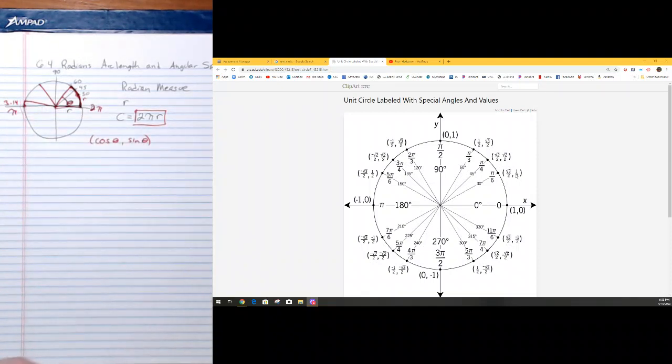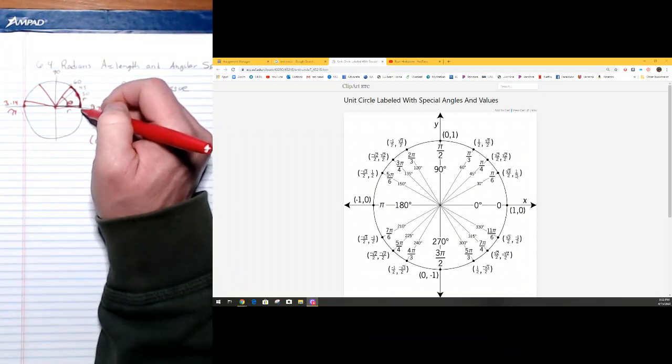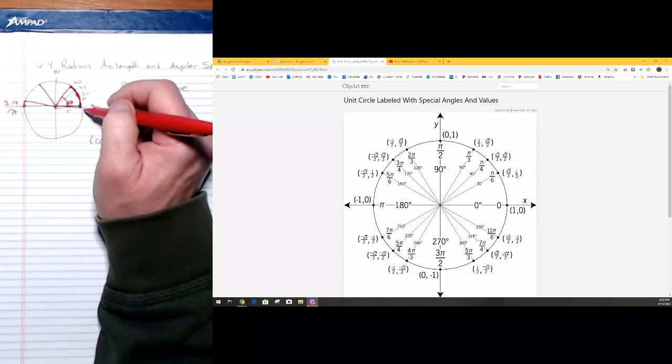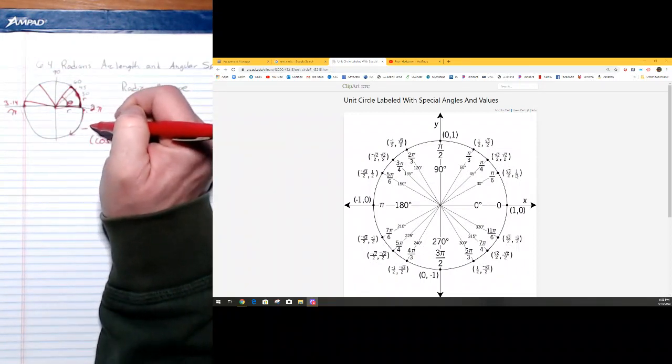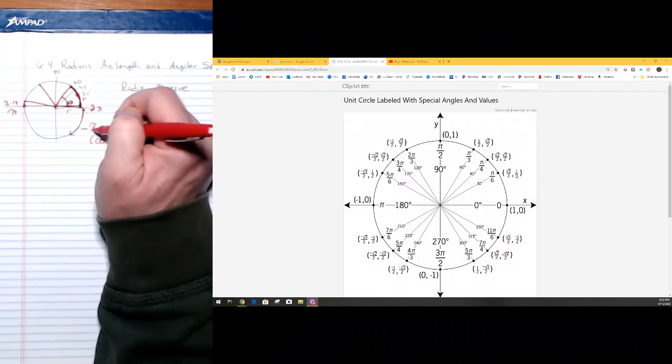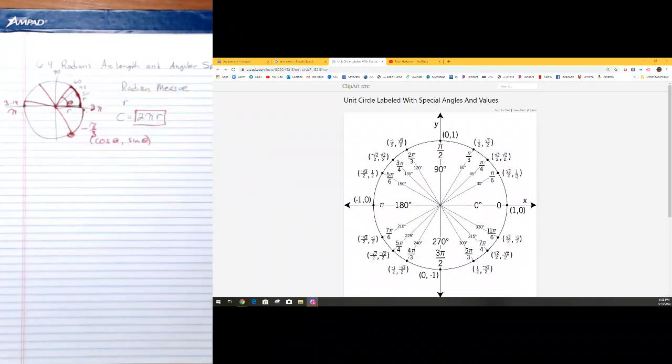Now you can have more than 2 pi radians. You can go around twice and have 4 pi. You can have 6 pi, 8 pi. You can even go into the negative direction. If I had negative pi over 3, that'd be an angle that I would have right about here. So it's just a different way of measuring these things.